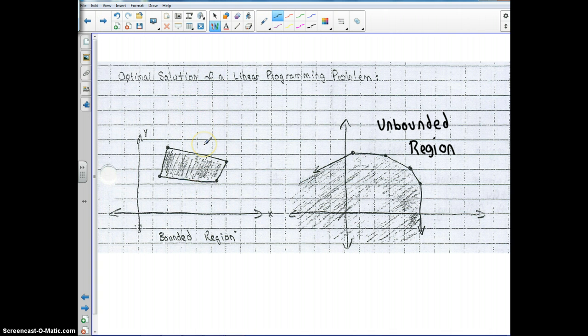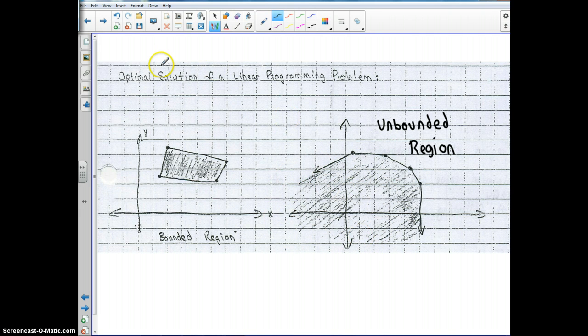Now, when I look at my feasible region, I have two possible outcomes. One is bounded, which means it's enclosed all the way. This is an example of a bounded region right here. There are four sides to it, and all the shaded region is inside. Another example is called an unbounded region, where there's an infinite amount of solutions, like in this area right here.